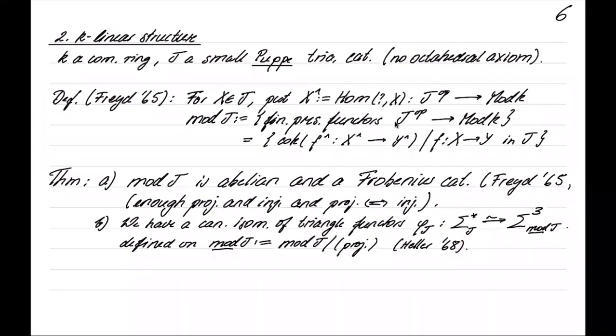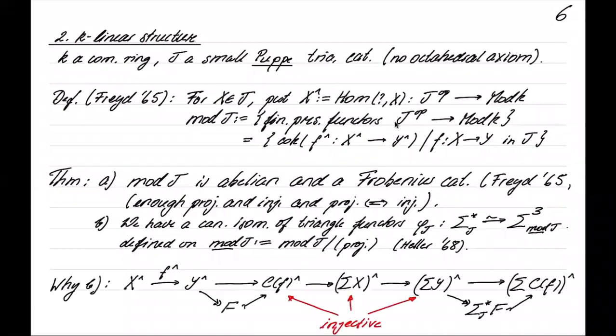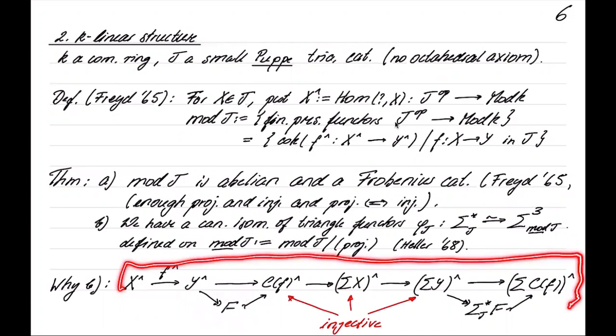Well, it's very straightforward. Let's construct this isomorphism. Suppose we have a finitely presented functor. Then by definition, it's the cokernel of a morphism between representable functors. So that comes, of course, from a morphism between X and Y, and we can form the cone over this morphism. So we get a triangle, and this triangle gives us a long exact sequence in the Hom functors for any Puppe triangulated category.